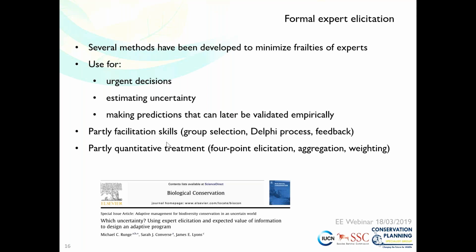So experts have these problems, but we still need their opinion. We need their opinion because we need to make decisions that are urgent, so there is sometimes no time to collect empirical data. We need experts because they know what is known about the system and what is not. So we need to estimate uncertainty and we need to make predictions. So how do we fix problems like overconfidence?